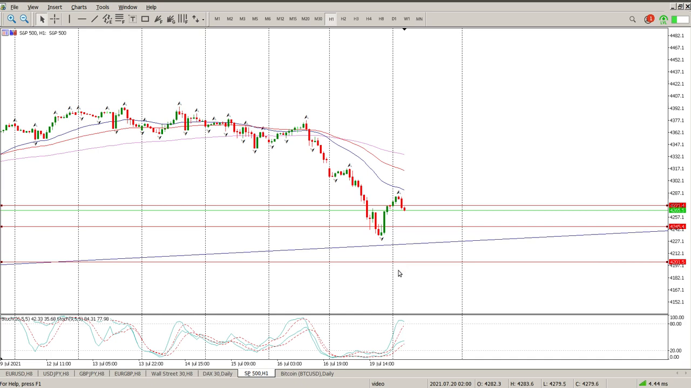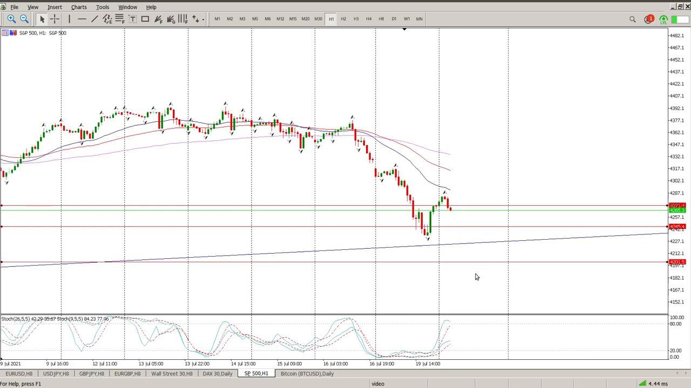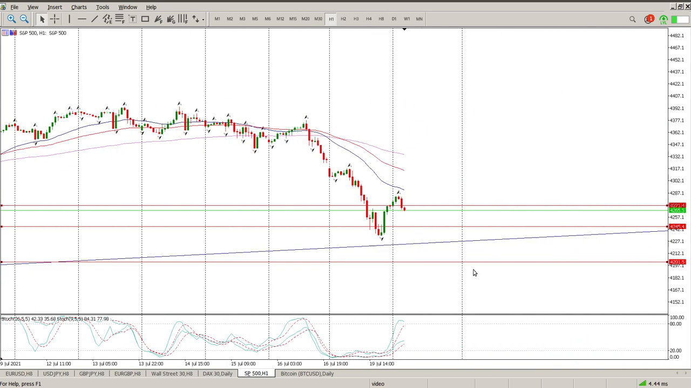There it is, roughly around there. So I suspect probably 4,200 back up to test this diagonal trend line and probably reject it for some more continuation to the downside. There's a lot of noise in the market. There's a lot of COVID noise at the moment, and there is also bond yield that is falling, and there's a whole lot of things which are coming into play in the market, and that's basically what everybody's been screaming about. So a nice reset is very much on the cards.